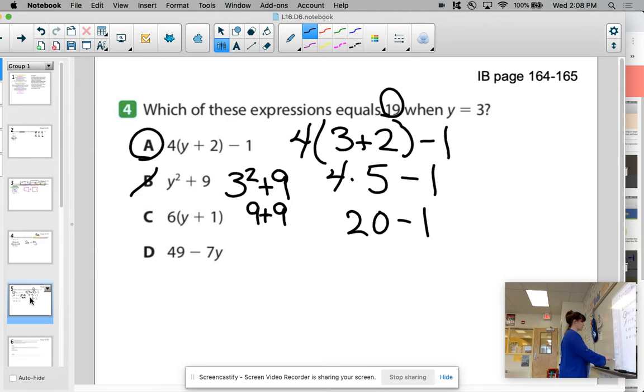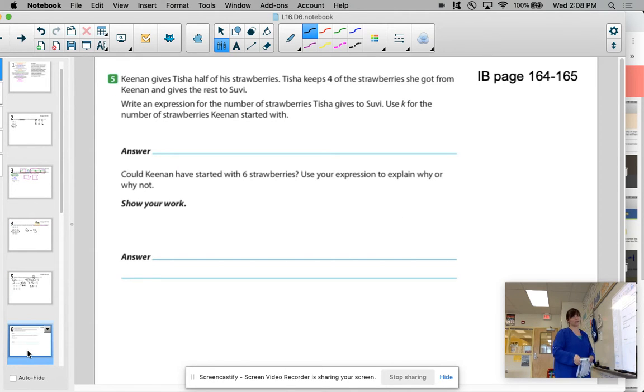All right, let's go on to number 5. This one was a little bit more involved. However, this one is very similar to a question that you're going to see in your quiz. So Keenan gives Tisha half of his strawberries. Tisha keeps 4 of them and then gives the rest to Sir V.